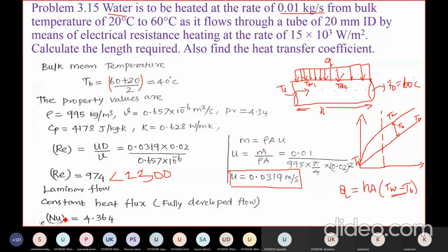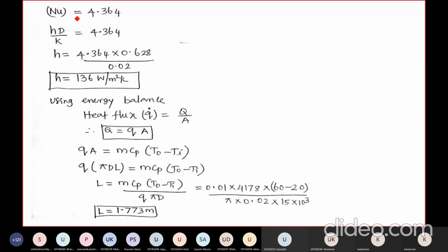Then you take the formula: Nusselt number is equal to 4.364. This formula is available in your data book. For flow through a pipe subject to constant heat flux, and it is a laminar flow, the Nusselt number is equal to 4.364. Then the Nusselt number formula is hD by k. So hD by k is equal to 4.364.